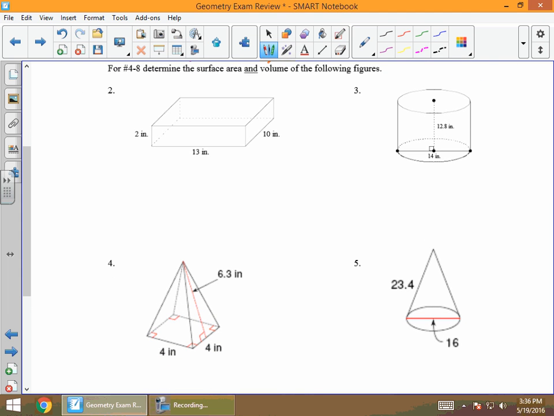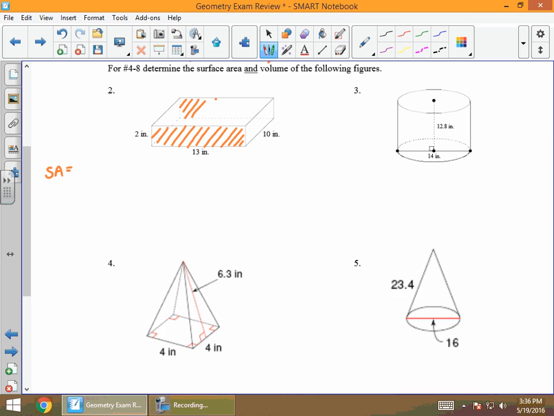All right, questions 4 through 8, the remainder of this thing. And it looks like it's actually only 2 through 6, not 4 through 8. So for questions 2 through 6, we have to find the surface area and the volume. Okay, so number 2, the surface area is going to be the area of each one of the faces. So I'll take a look at the front. If this is the front, the part that's facing me, the front has also a back.